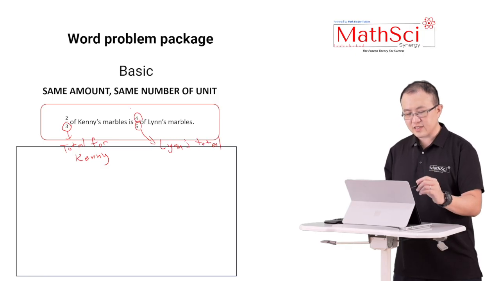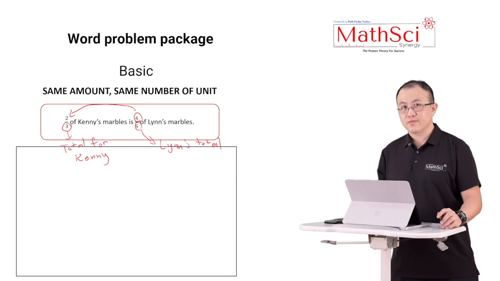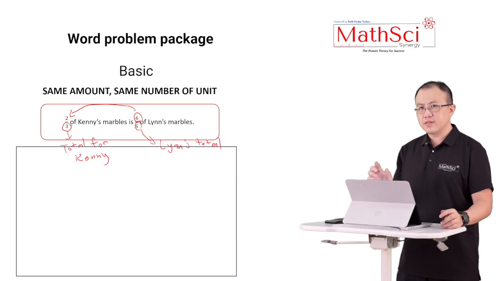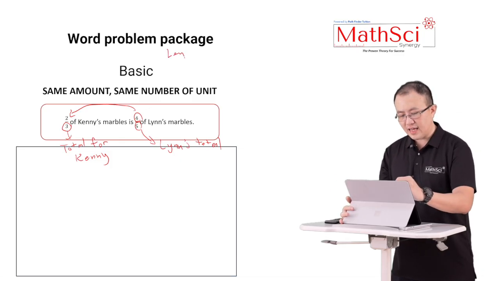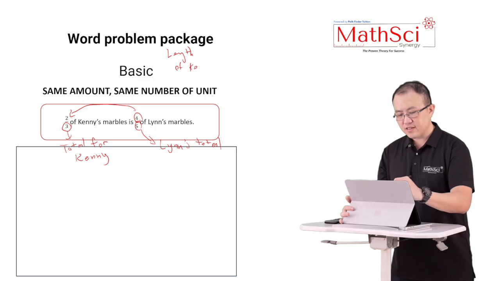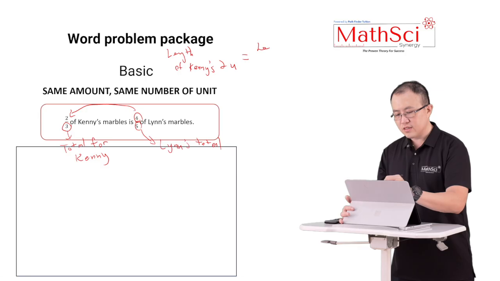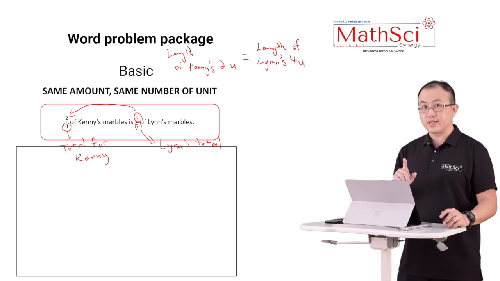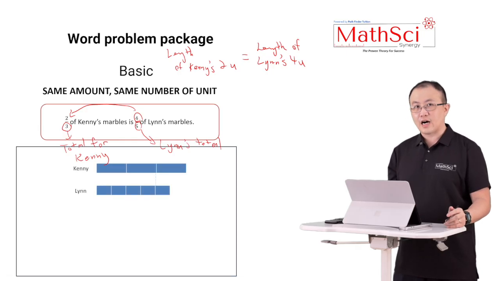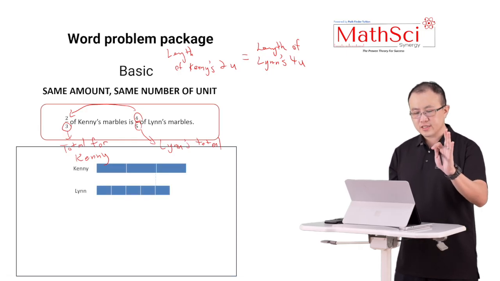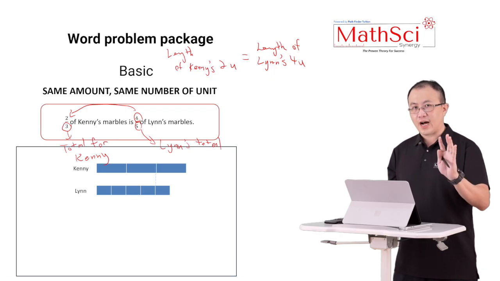And this 4 is equal to this 2, right? So in terms of the model, it means that the length of Kenny's 2 units is in fact equal to the length of Lin's 4 units. This is the meaning. So length the same means quantity the same. So with that, if I draw the model, this is how it looks, where Kenny has 3 boxes and Lin has a total of 5 boxes.